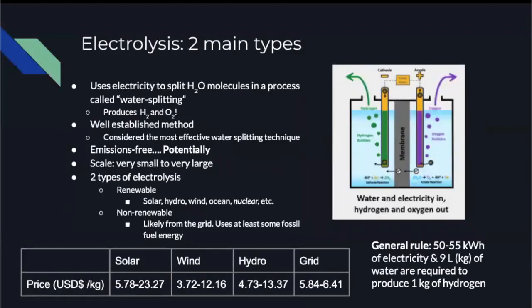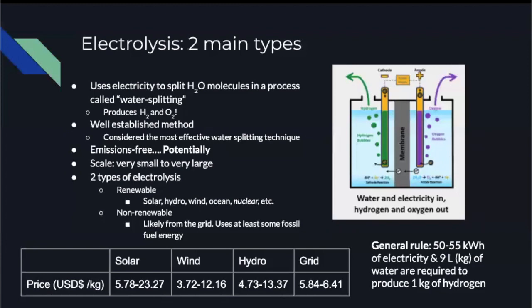Now, electrolysis uses electricity to split water molecules into hydrogen and oxygen in a piece of equipment called an electrolyzer. It's a well-established and well-known hydrogen production method, constituting the most effective technique for water splitting, which, if you didn't know, as I mentioned earlier, there are many ways to split water molecules.